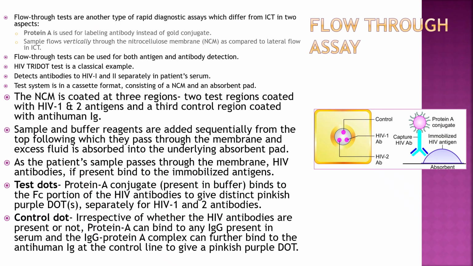The second method in ICT is the flow through assay. Protein A is used for labeling the antibody. In lateral flow, it is gold conjugate. The sample flows vertically through the nitrocellulose membrane. An example is antibodies to HIV.